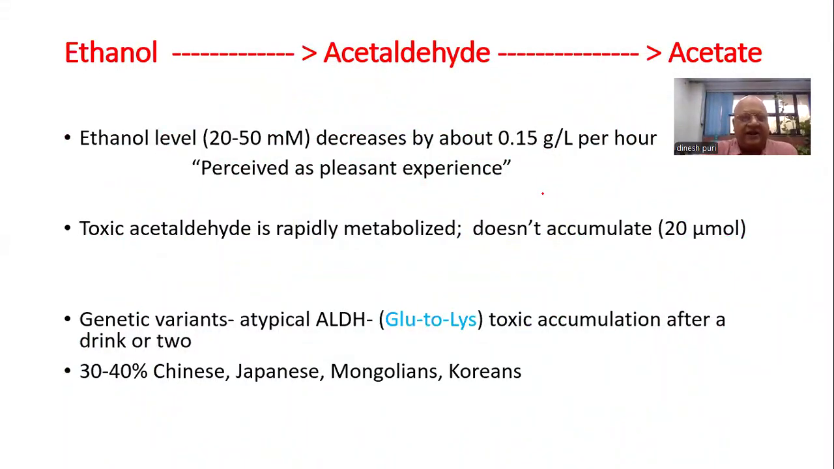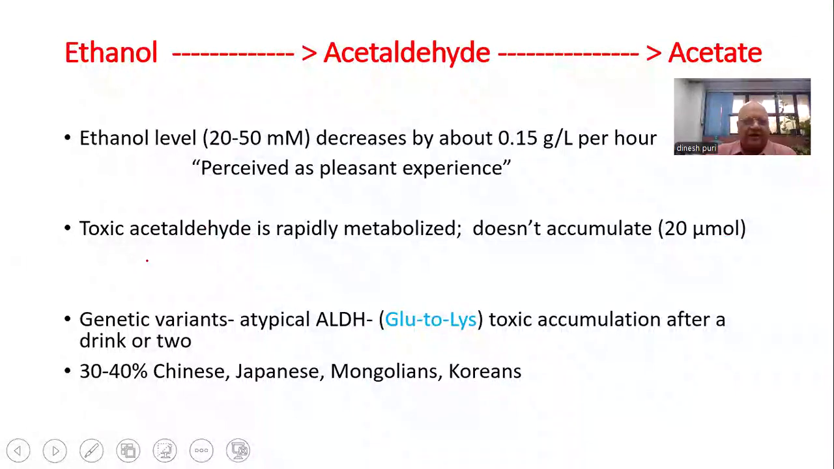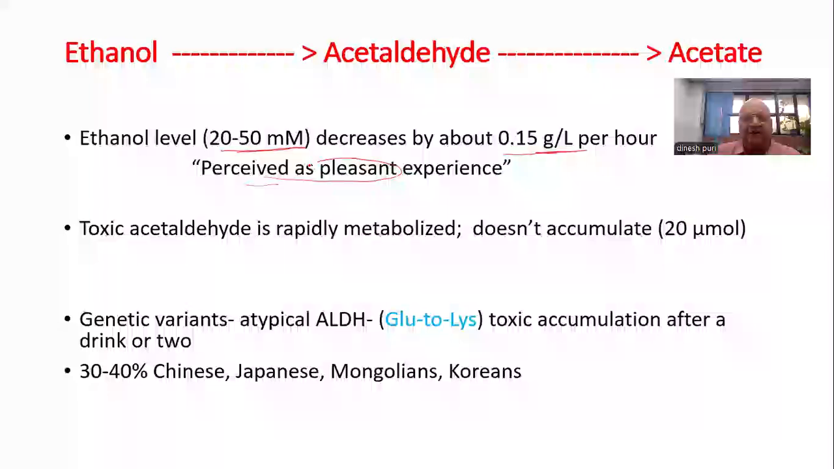What is the result? The result is that ethanol accumulates, but acetaldehyde does not accumulate. After one or two drinks only, alcohol dehydrogenase gets saturated and starts following zero order kinetics. So ethanol accumulation will occur. The level goes up to this much and decreases very slowly. High alcohol for a prolonged period of time is perceived as a pleasant experience. Acetaldehyde, on the other hand, because of the fast speed of the second reaction, is very rapidly metabolized and doesn't accumulate. The maximum level reached is this much, 20 micromole. So ethanol accumulation is perceived as a pleasant experience.